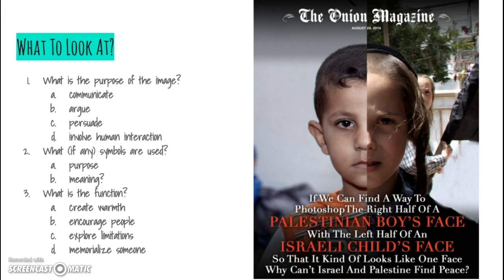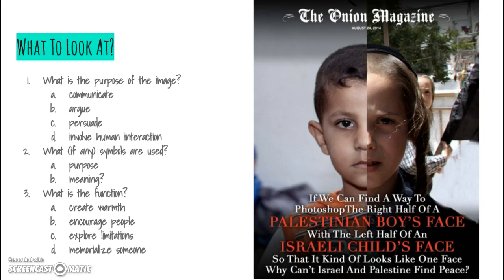So what I've done, before I've even asked myself the questions, is I've looked at the image, I've taken in some observations, and now I'm going to start to analyze it. What is the purpose of this image here on the right-hand side? Is it to communicate? All of these could be good options for any image: to communicate, to argue, to persuade, or to involve human interaction. And it could be more than one.